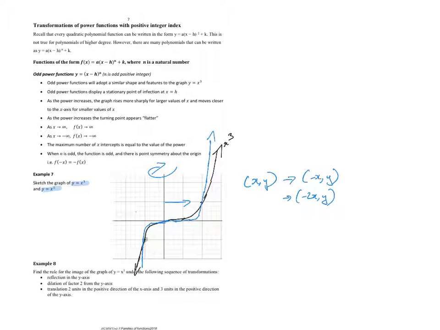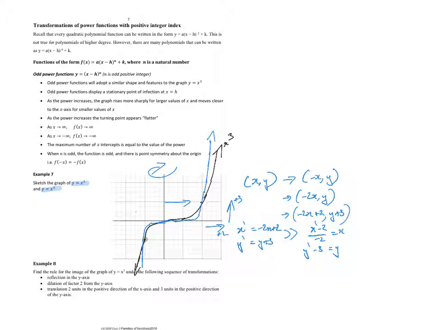Translation 2 units in the positive direction of the x-axis, so it's across 2. 3 units in the positive direction of the y-axis, so it's plus 3. So then it becomes, well, we are negative 2x, and I'm going to add 2, and y plus 3. So again, my new x value is equal to negative 2x plus 2. My new y value is equal to y plus 3. Rearrange. So I get x dash minus 2 over negative 2 is equal to x, and I get y dash minus 3 is equal to y.